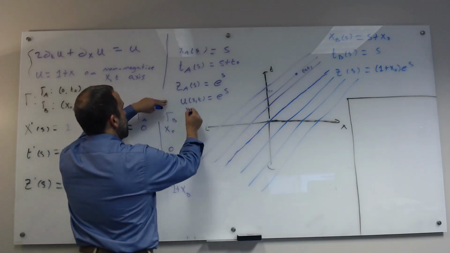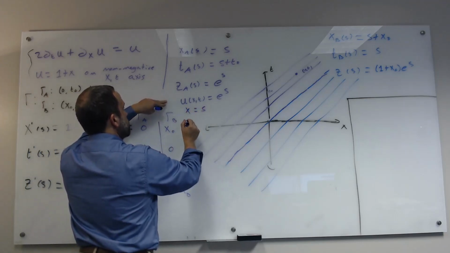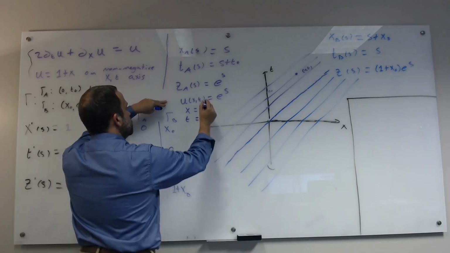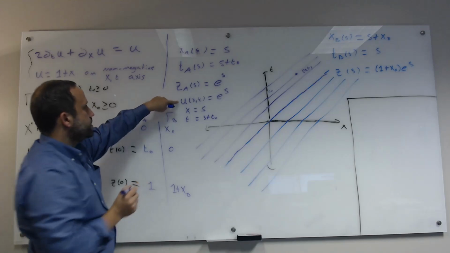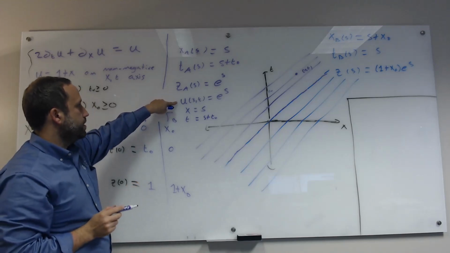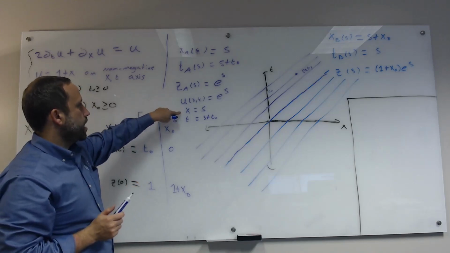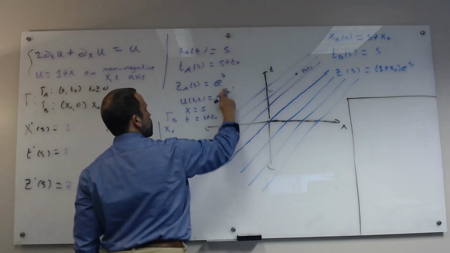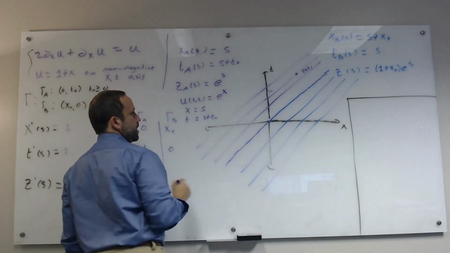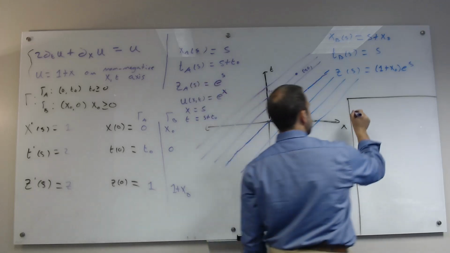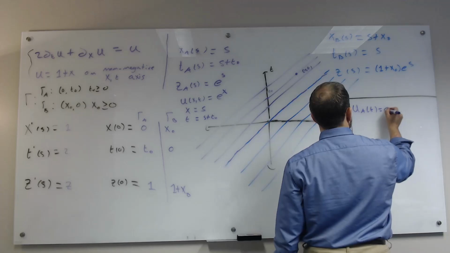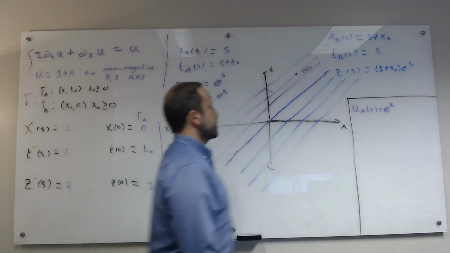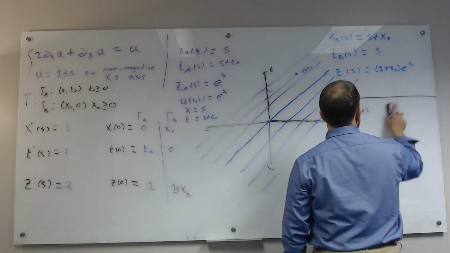So I've got x is equal to s, and t is equal to s plus t naught. Notice t naught doesn't appear in this expression. X is equal to s, so u of x, t is equal to e to the x. So I'm going to call this u_a of x, t, which is equal to e to the x.